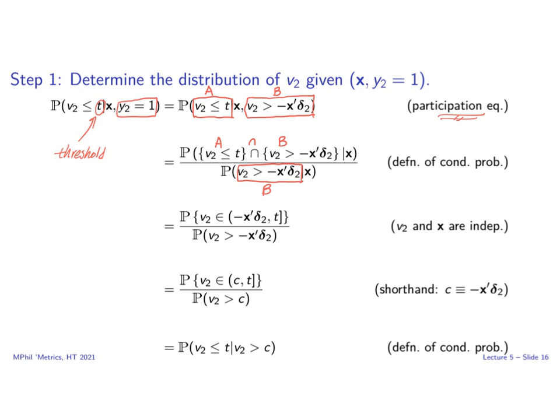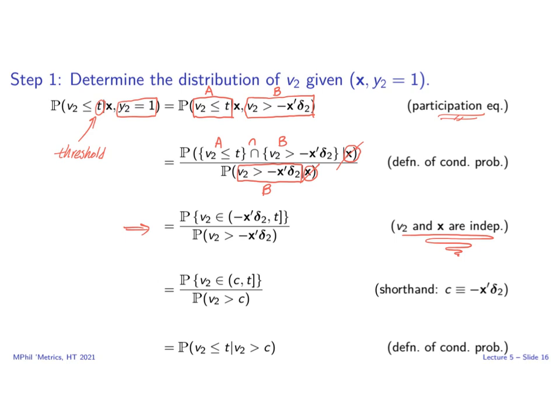Recall that v2 and x are assumed to be independent. Thus, we can drop x from the conditioning set in both the numerator and the denominator, leaving us with the following unconditional probabilities. This is a point where you may find things somewhat confusing.